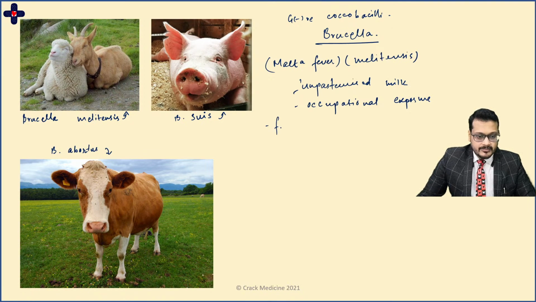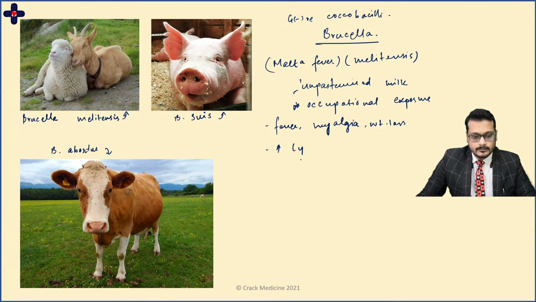So the symptoms will be very vague as usual, fever, myalgia, but you have to pick up from the occupational exposure clue in the question. There can also be weight loss. Okay, you can also have increased lymph nodes, that is lymphadenopathy, and you can also have hepatosplenomegaly.